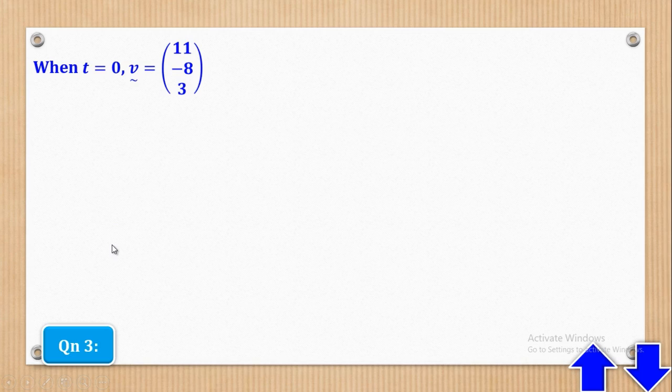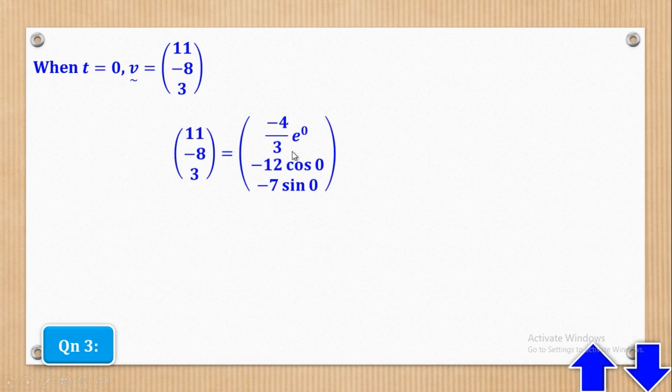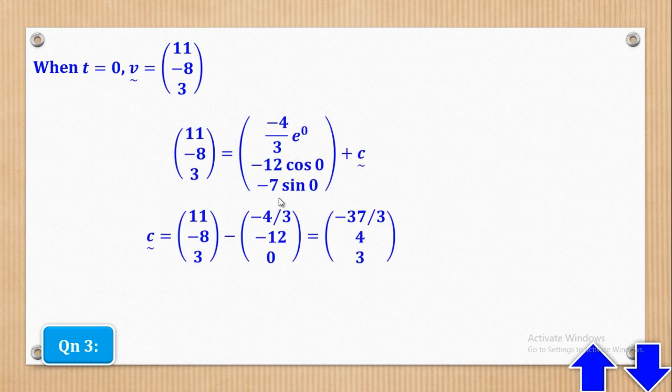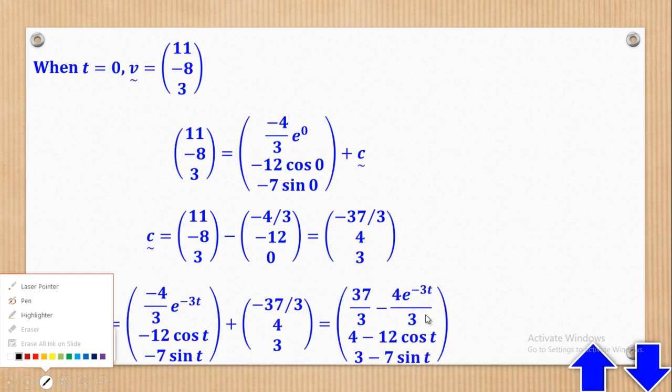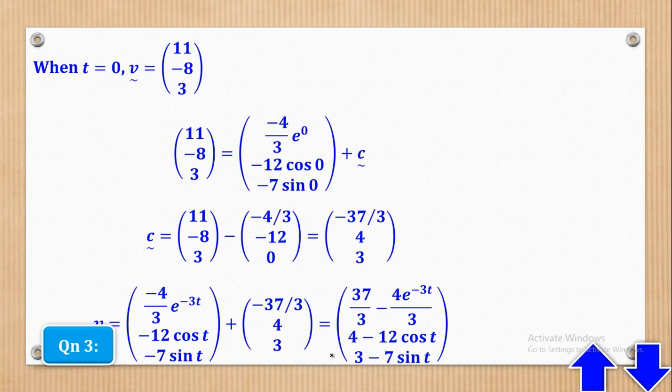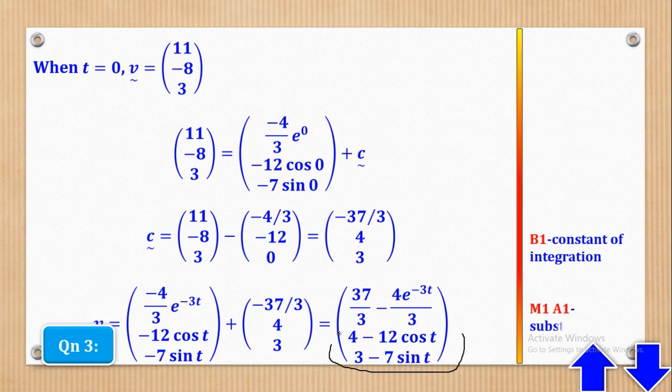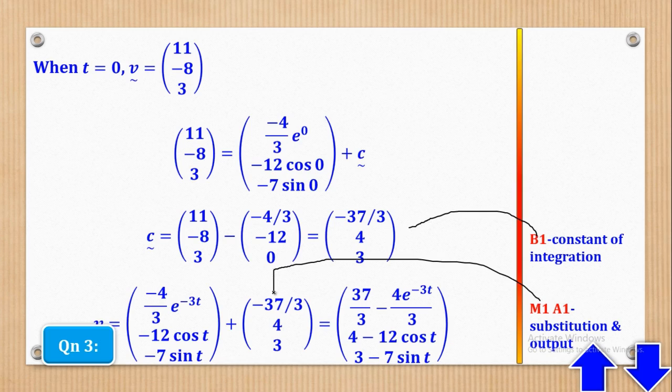Therefore, when t is equal to 0, initially v is equal to that. When I substitute, I get the value of c as negative 37 over 343. And now that I've got c, I can get my velocity as this. So this will be the required expression for velocity in terms of t. The marks for this slide: B1 will be for getting the constant of integration, M1 will be for substituting, and A1 will be for the output.